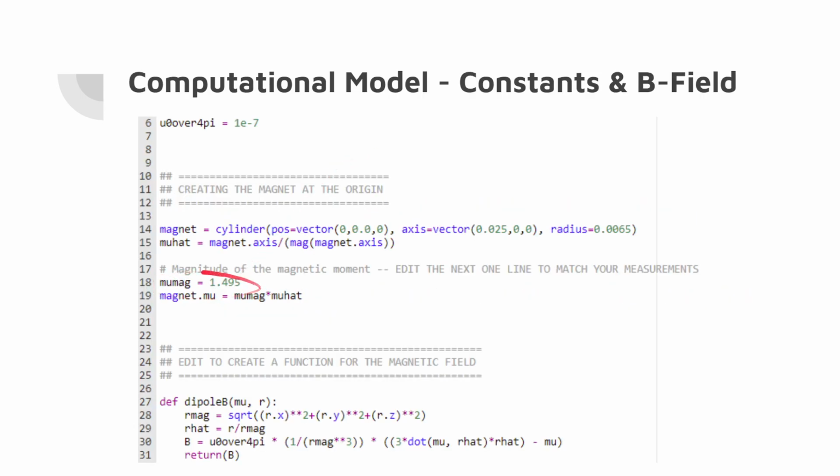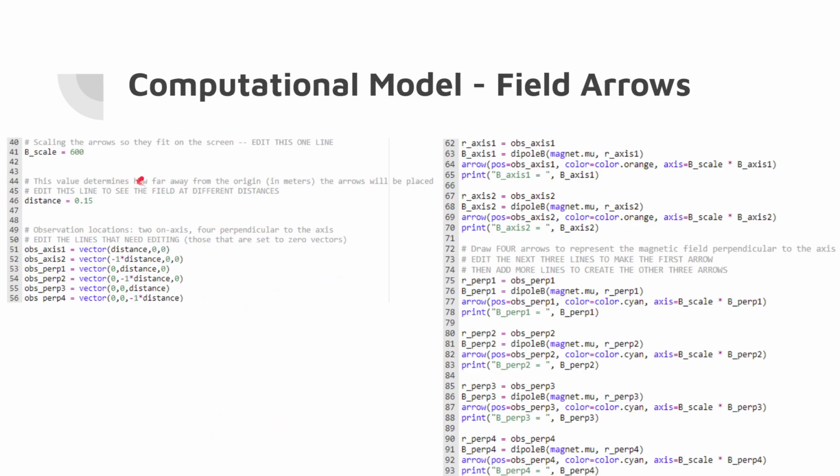So this is the calculated dipole moment, 1.495, and then we have our constants here, our function to find the magnetic field, and then we have our field arrows that we initialized here, and then we scaled them based on our scale here, and so we can show them as a magnetic field visualization.